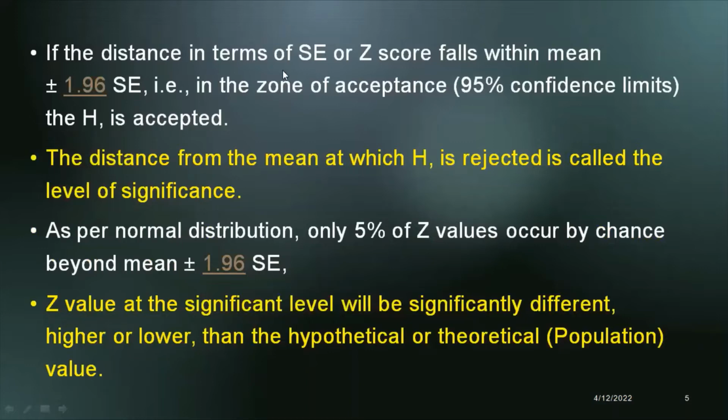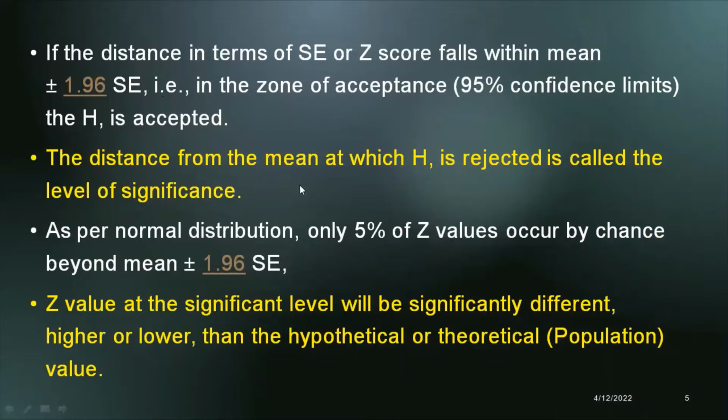If the distance in terms of standard error, the Z score, falls within mean plus minus 1.96 standard error, please remember the properties of the normal standard curve. If the Z score falls within the normal limit, in the zone of acceptance, then the null hypothesis is accepted.